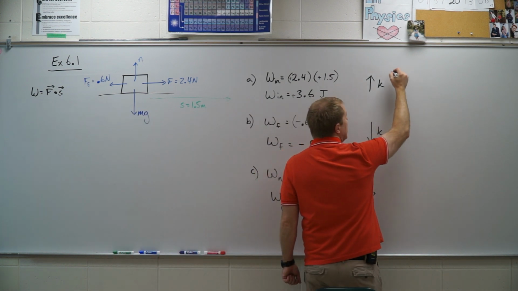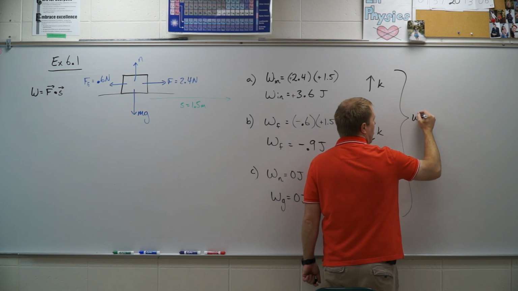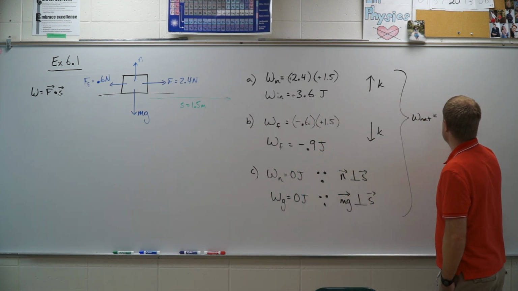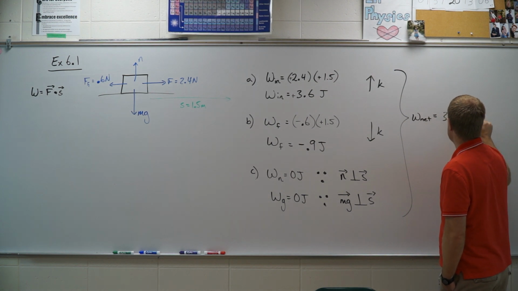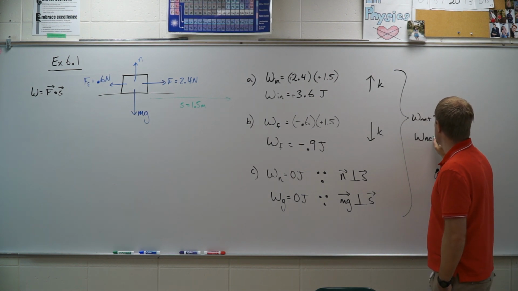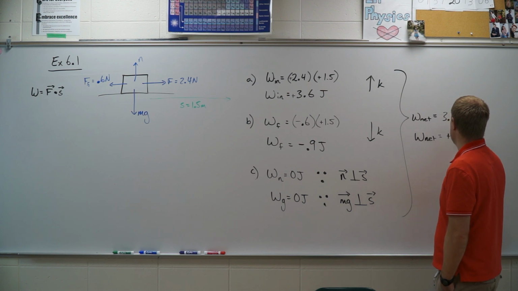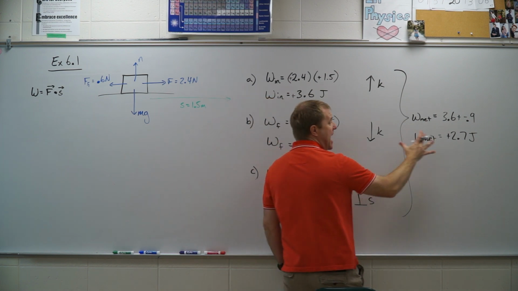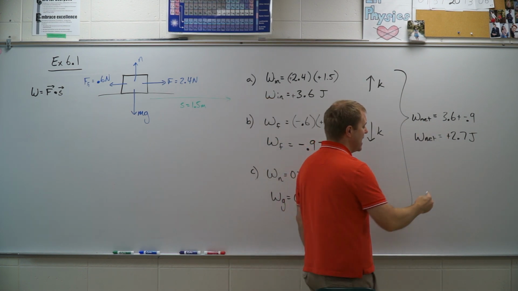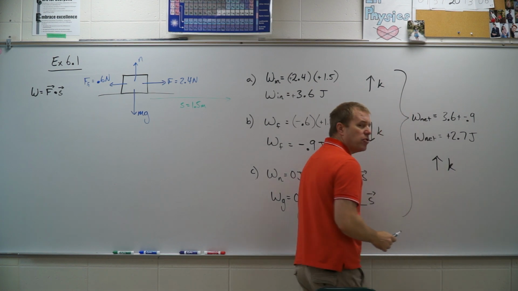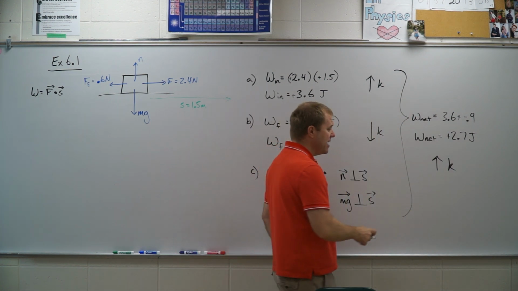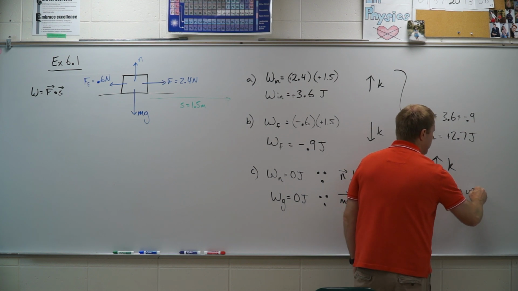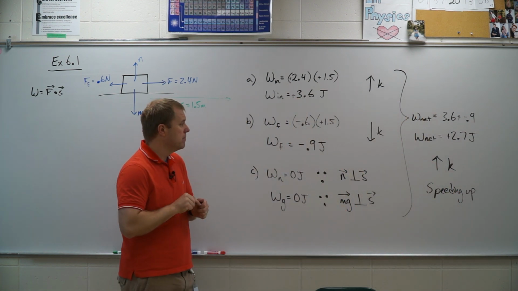Now to find the work net, all I need to do is add all of these up. And so I have my positive 3.6 plus my negative 0.9. And so my work net is an overall positive 2.7 joules. Now because it's positive, that means the net effect is to increase the kinetic energy. And if I'm increasing the kinetic energy in a net sense, that means that I'm speeding up. Okay, so there's your example.